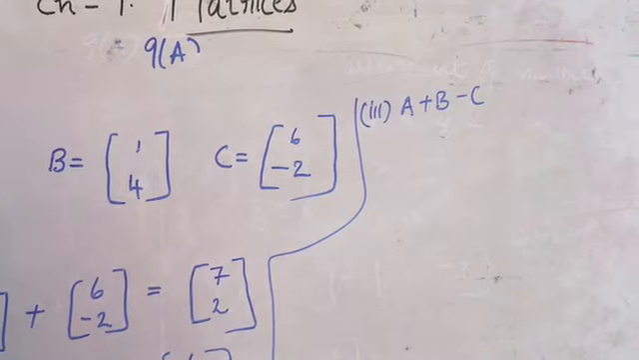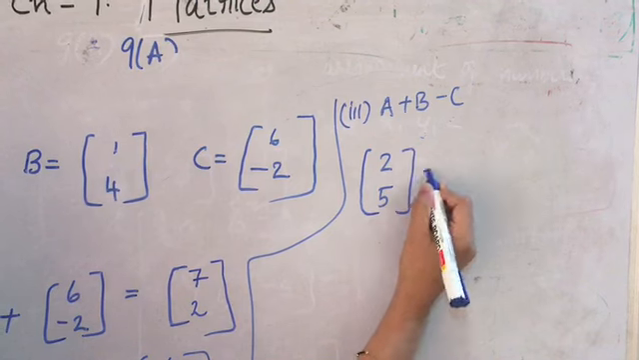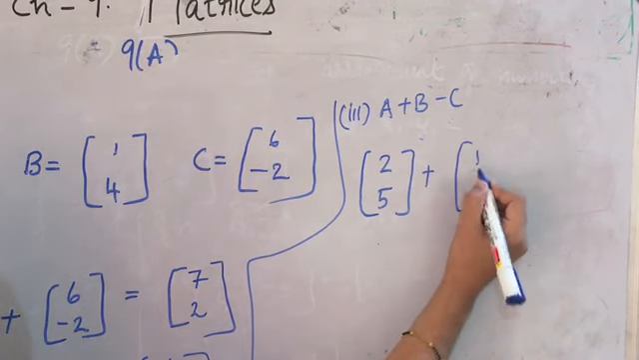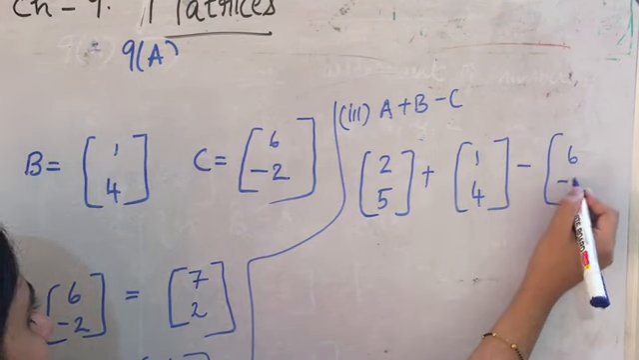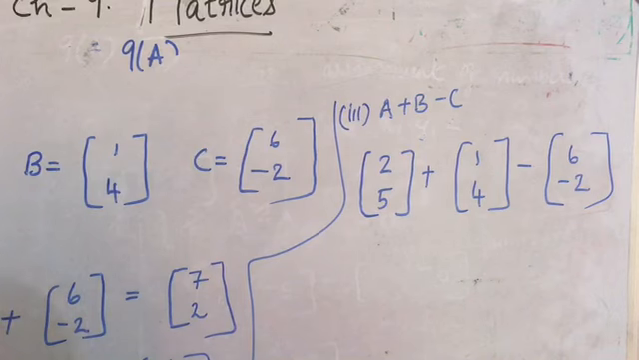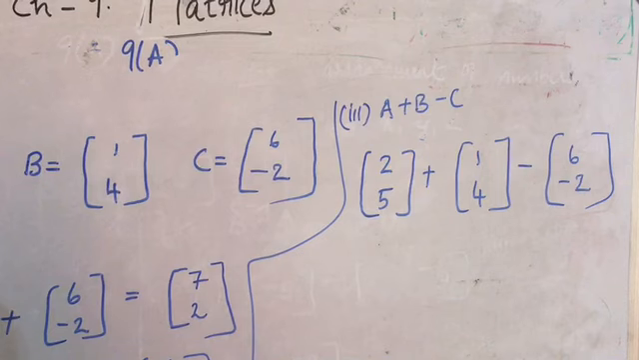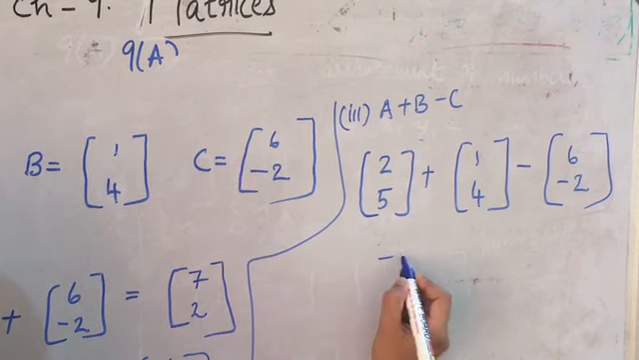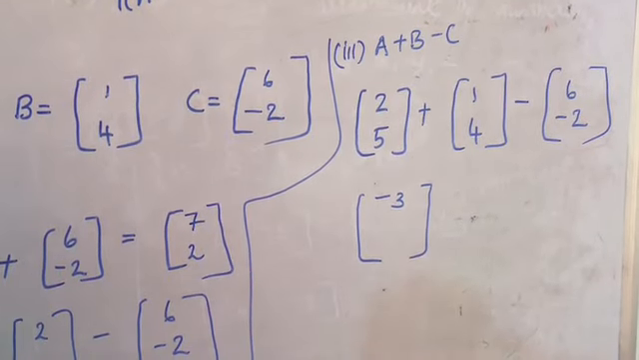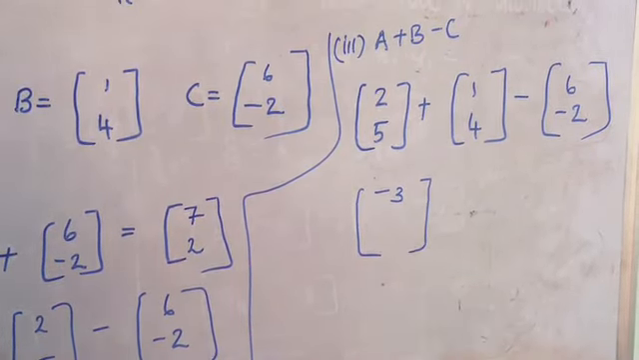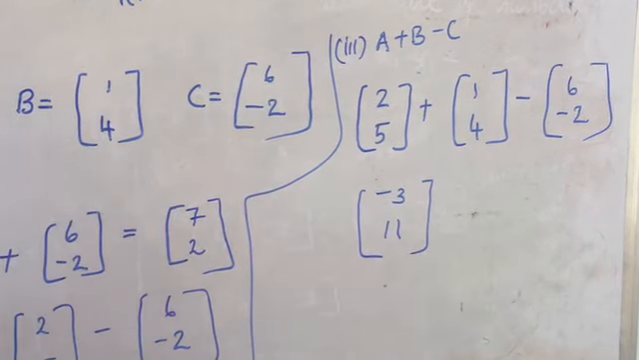So let us do that. A plus B, that is 2 plus 1, minus C, minus 6. 2 plus 1 is 3. 3 minus 6 is minus 3. 5 plus 4, that is 9, minus of minus 2. 9 minus of minus 2 is 9 plus 2, that is equal to 11. So we get minus 3, 11.